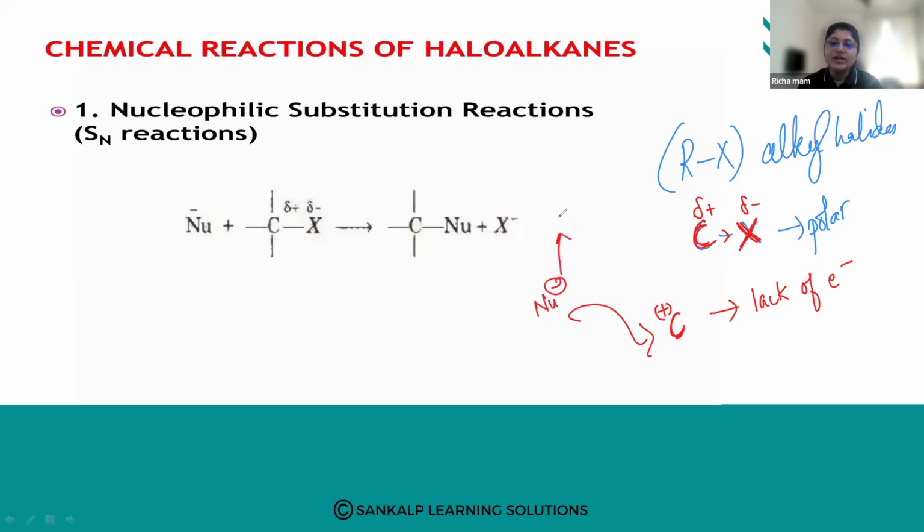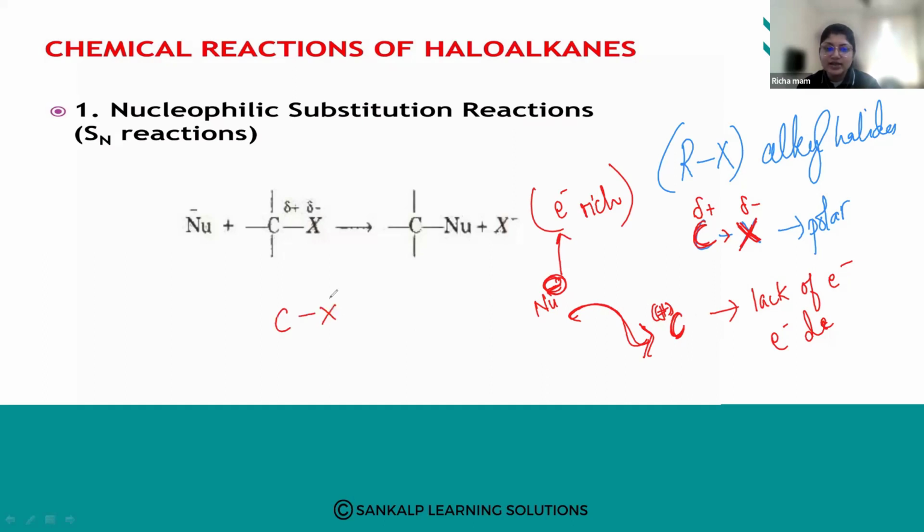Now nucleophile means what? It is electron rich, and this carbon is electron deficient. So a carbon having a positive charge can be easily attacked by something which is nucleophilic in nature. And what will it do? It will substitute the halogen atom. So these reactions are called nucleophilic substitution reactions.